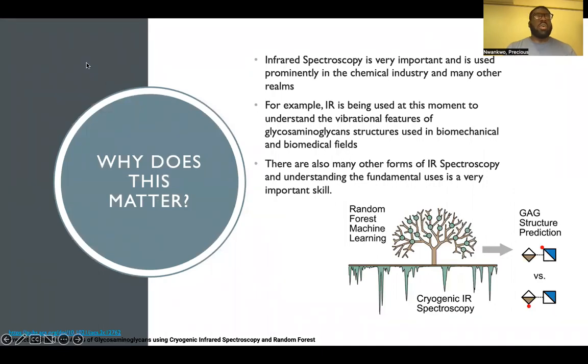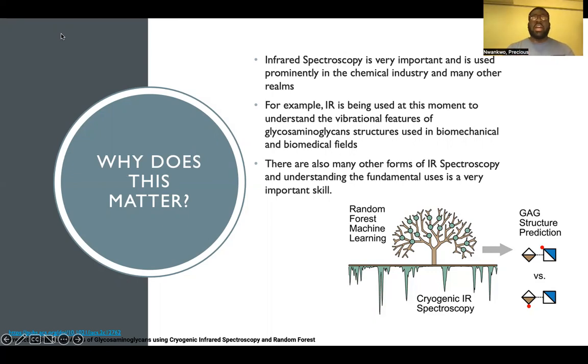So why does this matter? Overall, why does IR matter? What can it be used for? Well, IR is very important because it is used prominently in the chemical industry and many other realms. For example, IR is being used at the moment to understand the vibrational features of glycosaminoglycan structures in biomechanical and biomedical fields.